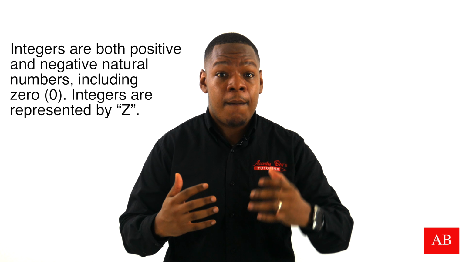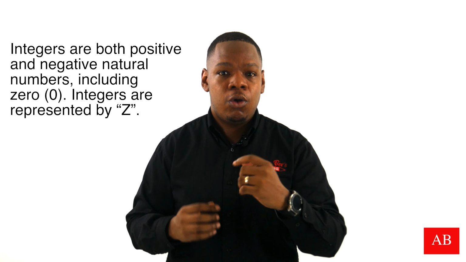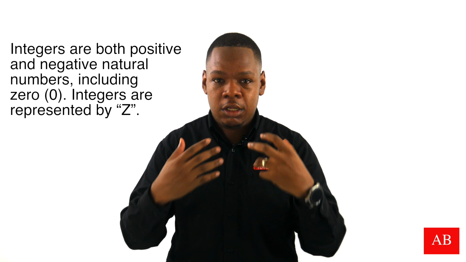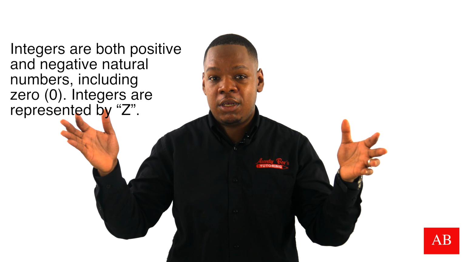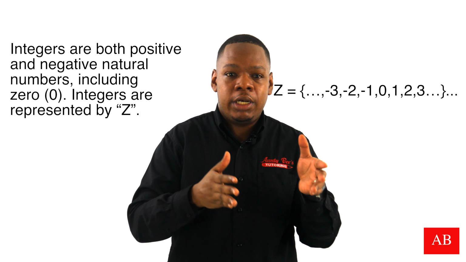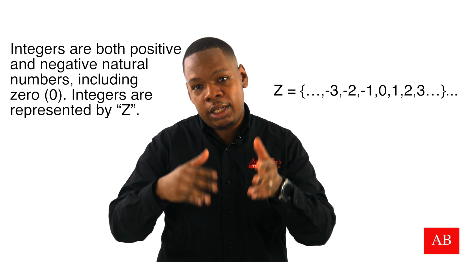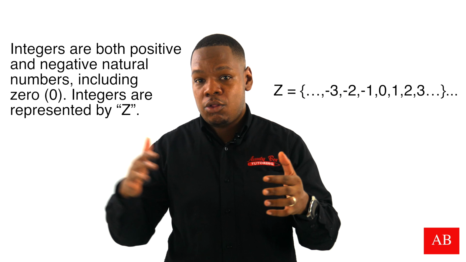Let's look at integers. Now, integers are positive and negative natural numbers, and they also include 0. The symbol for integers is Z. Let's list some. It would be from negative infinity, obviously, to positive infinity, if we know what that is. And we will say, let's say, from that side to negative 3, negative 2, negative 1, 0, 1, 2, 3, and so forth.